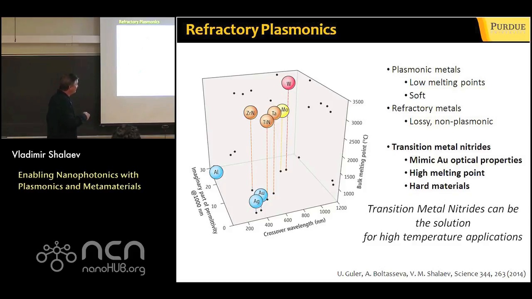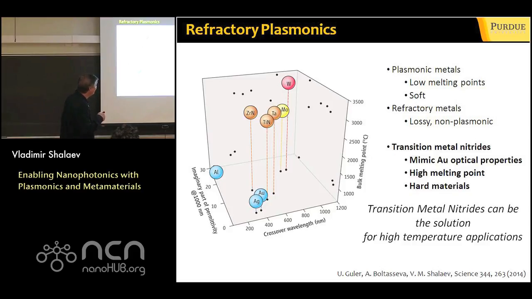On this axis, I'm showing the imaginary part of the electric permittivity, which describes losses. Losses, as I already mentioned, are not necessarily detrimental. It is a problem when it comes to nanophotonic circuitry, but for example, it's a huge advantage when you do nanoscale heating, which is important for a number of applications.